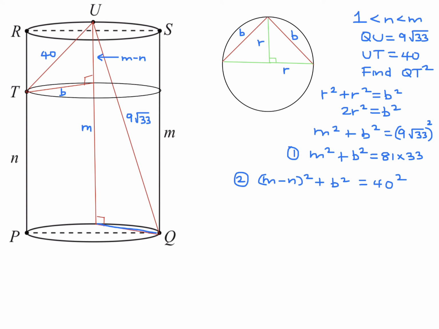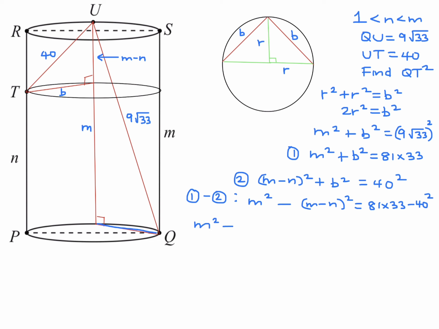Okay, so now we use equations 1 and 2 to solve for something. I'm not entirely sure what right now because we have so many variables, but at least we can get rid of one. I think we can get rid of one variable by doing 1 minus 2. That would at least get rid of the b's. So that would become m squared, the b squared would disappear, and then it would just be minus (m minus n) squared. And on the other side, it would be 81 times 33 minus 40 squared.